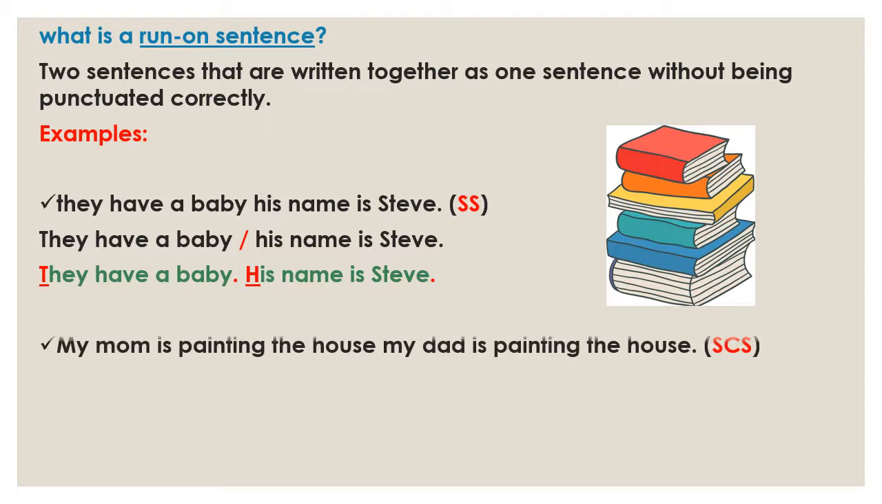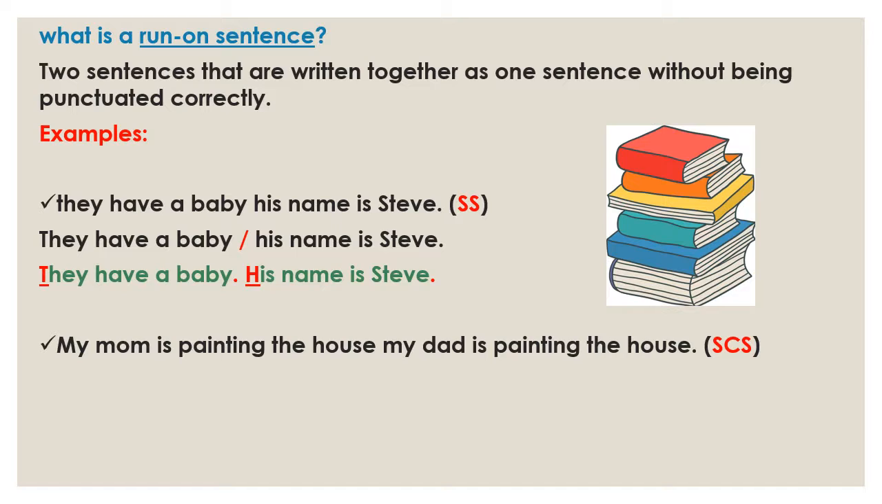Now let's go to the other sentence. My mom is painting the house. My dad is painting the house. So you have two sentences put together in one. Now, how am I going to correct this run-on sentence? By punctuating correctly, okay? I'm going to punctuate this whole sentence in a correct way. What am I going to change it to? You have the answer right here.